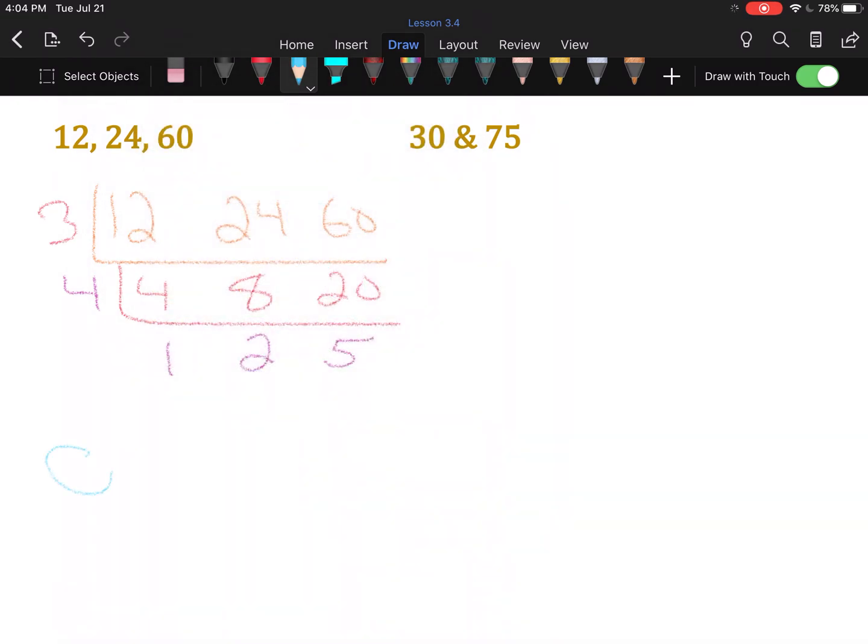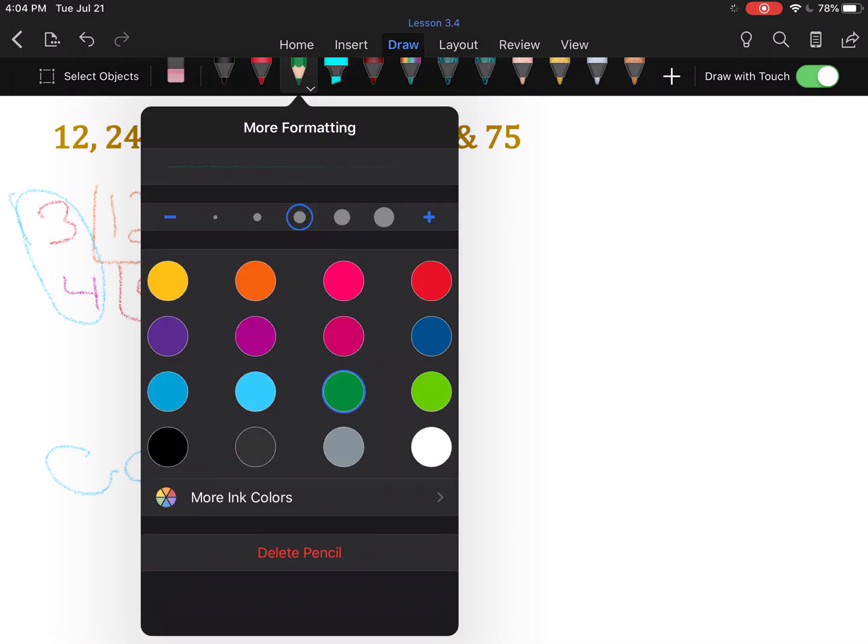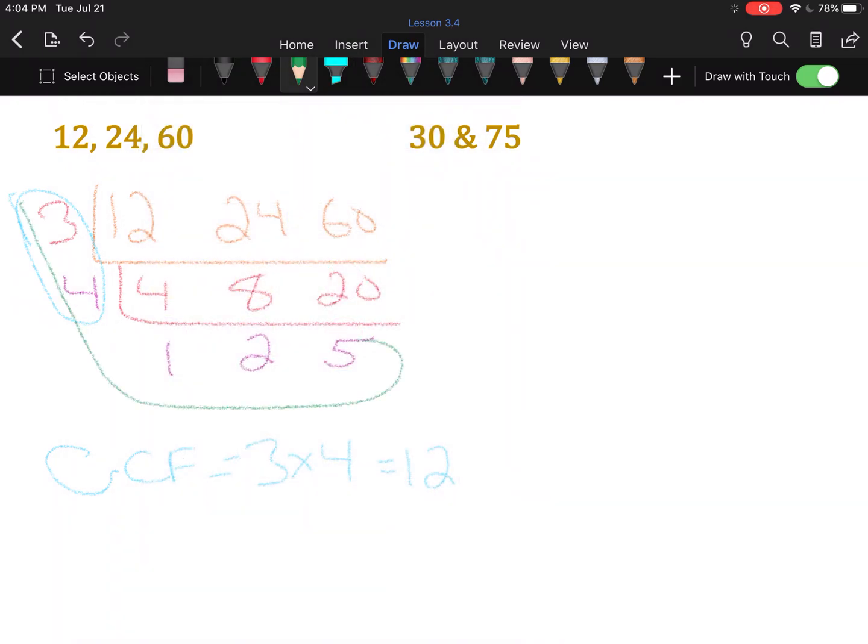Okay, so now the GCF is the numbers on the left side multiplied together. 3 times 4. That's 12. The least common multiple is still what it was before, same process, multiply it all together. So that's going to be 3 times 4 times 2 times 5. Why did I skip the 1? Multiplying by 1 doesn't really do anything. So 3 times 4 is 12, 2 times 5 is 10, and 12 times 10 is 120.